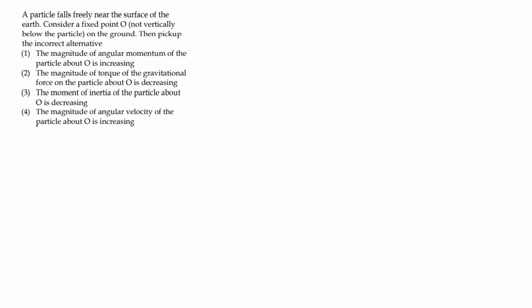Next: a particle falls freely near the surface of the earth. Consider a fixed point O on the ground, not vertically below the particle. Pick up the incorrect statement. So take the particle falling down. The point can be taken somewhere here, no problem.